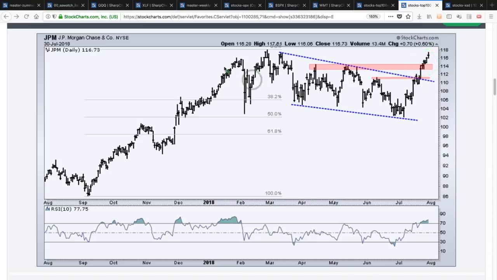Now, I'm not going to call this resistance here from these January, February, March highs because I think the trend is up. If we do get a pullback, I think this breakout zone around 110, 112 might offer support and a second opportunity to partake in the bigger uptrend.